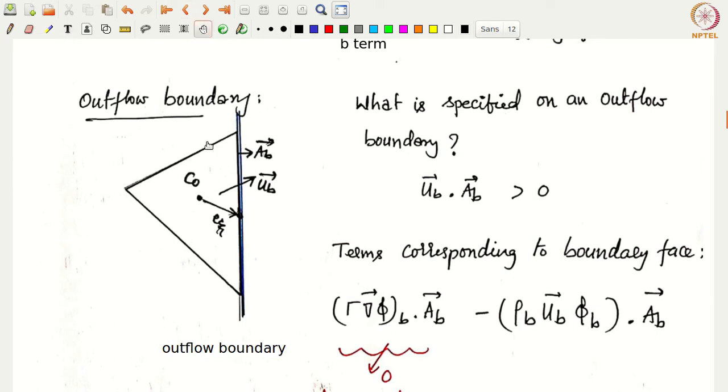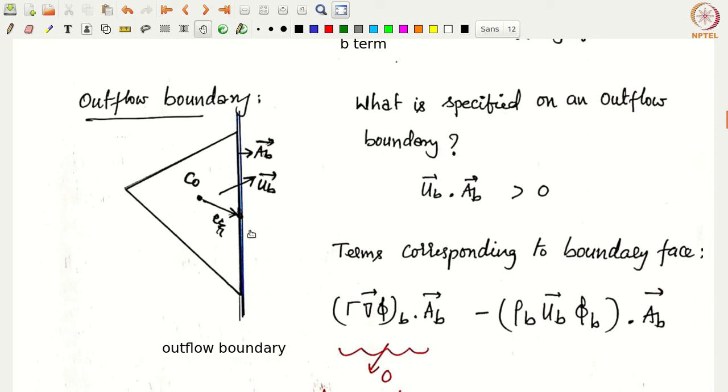As before, we have a C0 cell, we have E xi. The velocity vector of the boundary face, the area vector is pointing away, and the velocity vector is also drawn here such that the flow is leaving from the cell out of the domain. On the left hand side here is where we have the domain, and this is the boundary.